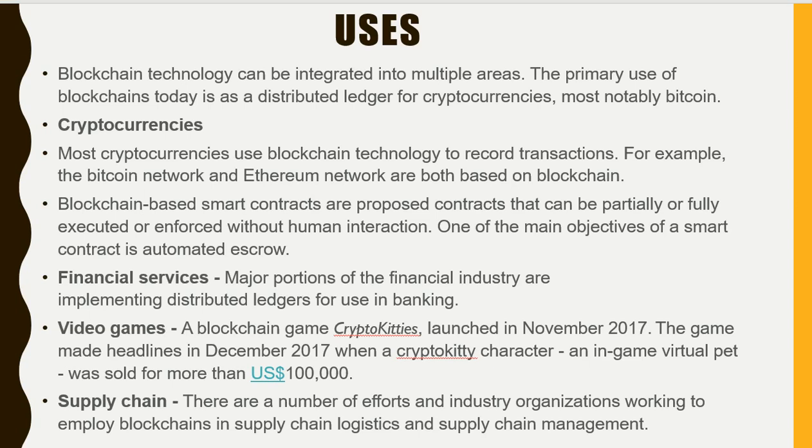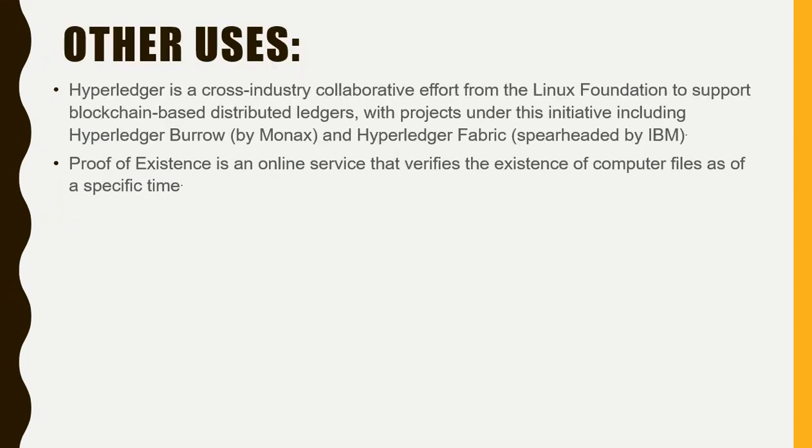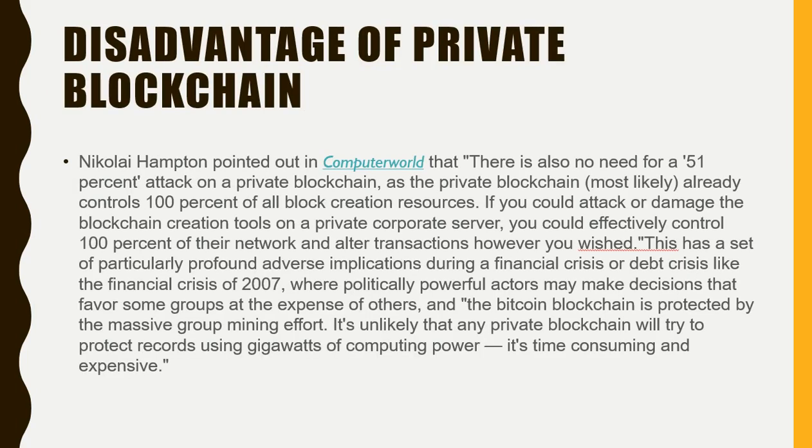One of the examples for video games is a blockchain game known as CryptoKitties, launched in November 2017. The game made headlines in December 2017 when a CryptoKitty character, an in-game virtual pet, was sold for more than 100,000 US dollars. Supply chain. It can be used for supply chain because there are a number of efforts and industry organizations working to employ blockchain in supply chain logistics and supply chain management. Other uses are Hyperledger and Proof of Existence, an online service that verifies the existence of a computer file as of a specific time.